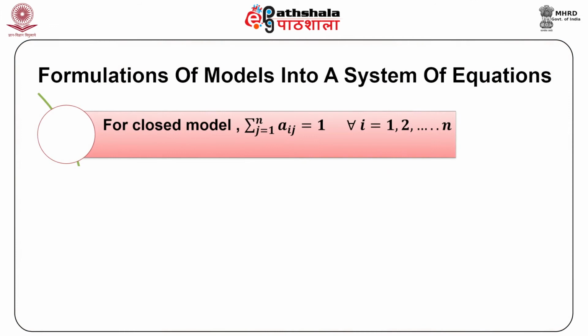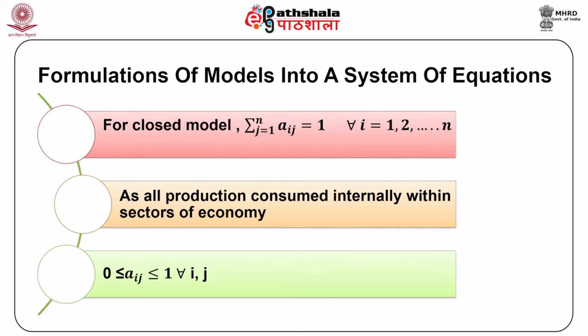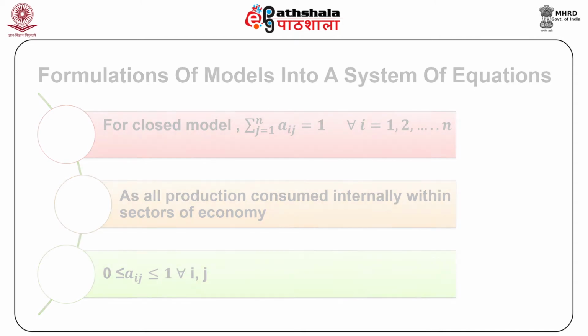Note, for a closed model, the sum over j = 1 to n of aij equals 1 for all i = 1, 2, right up to n, as all production is consumed internally within the sectors of the economy, and so 0 < aij < 1 for all i, j.